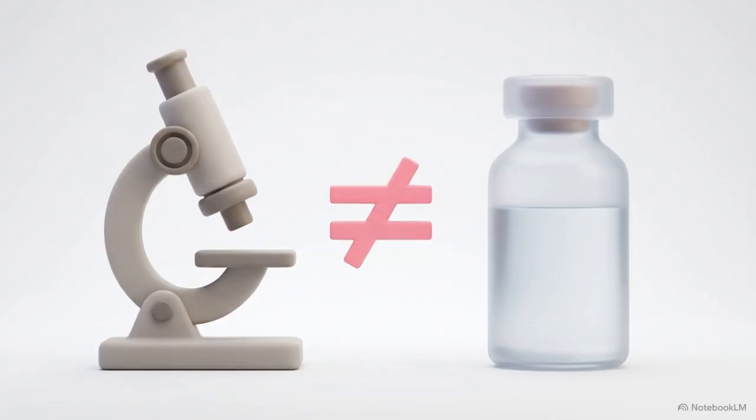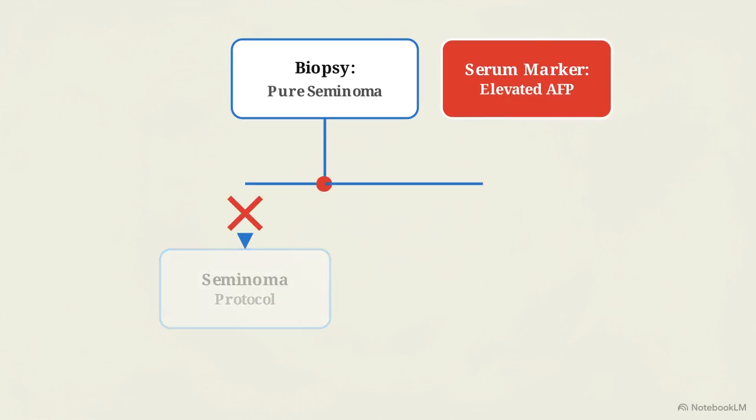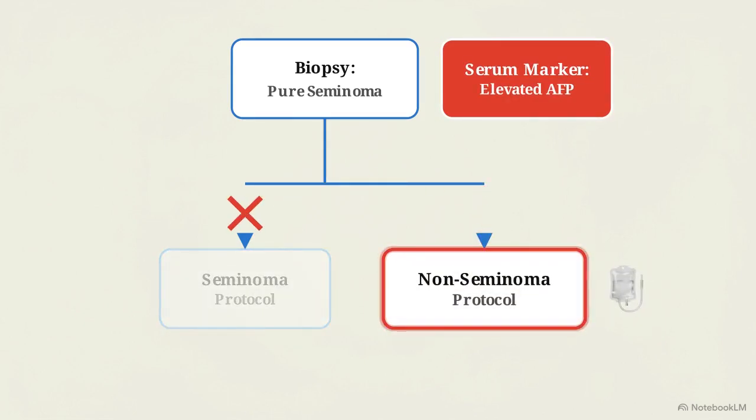A pure seminoma never raises alpha-fetoprotein. If initial biopsy suggests pure seminoma, but AFP is elevated, the tumor must be treated as a non-seminoma.